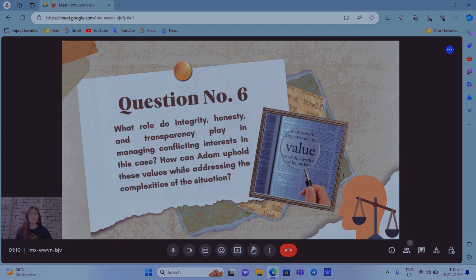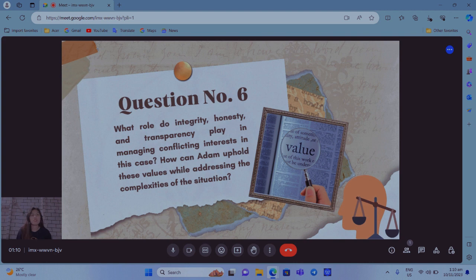The question number 6 is what role do integrity, honesty, and transparency play in managing conflicting interests in this case? How can Adam uphold those values while addressing the complexities of the situation? Integrity, honesty, and transparency are vital in managing conflicting interests. Integrity, which means adhering to a strong moral code, decisively acting in accordance with ethical principles.